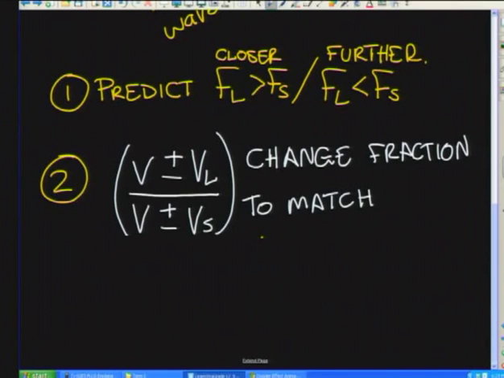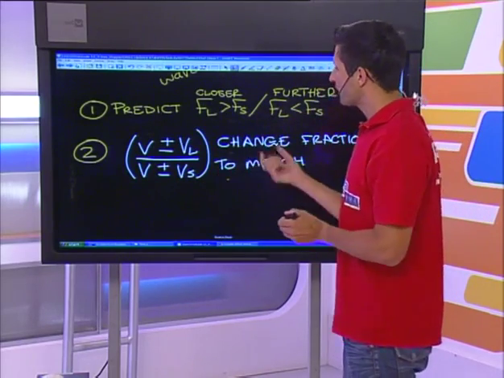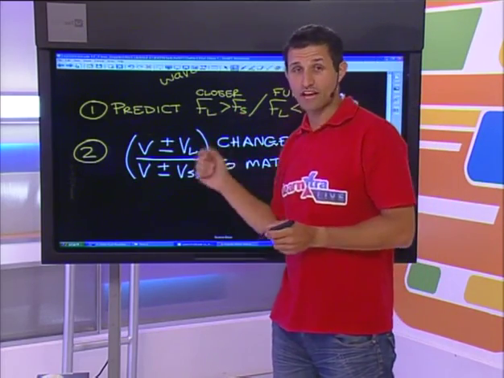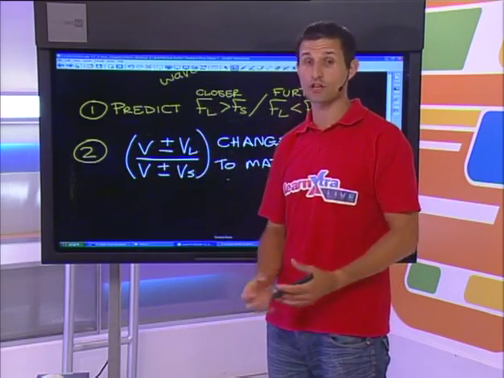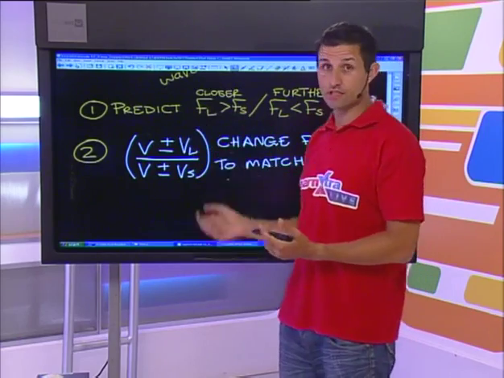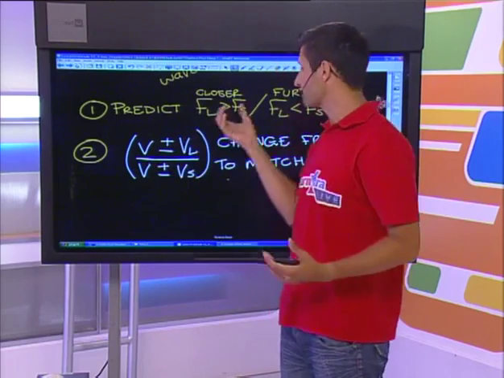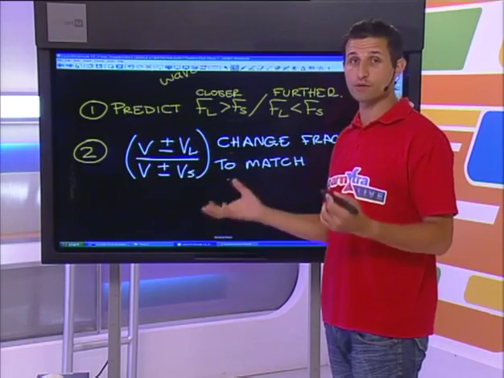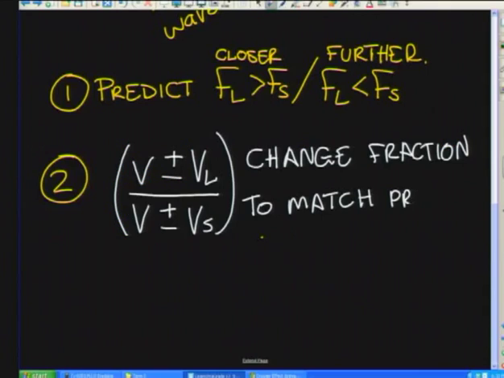Whatever I do to this fraction, if I choose plus or minus, it must do what I predicted. Let me give you an example. If I say that frequency listener has got to be larger than source, this fraction has got to get bigger. Whatever I do to VL and VS must make my fraction larger, because I've predicted that frequency listener must increase from frequency source. This might not make a lot of sense until we start putting in some numbers.